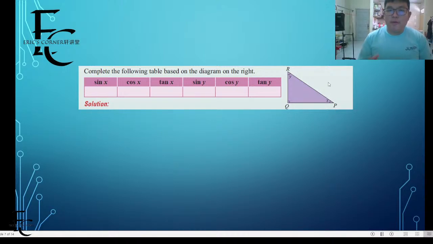So we have already settled the acute angle x. So how about y? So y is here at R. The angle QRP is y.